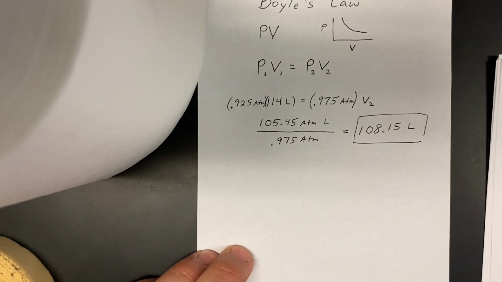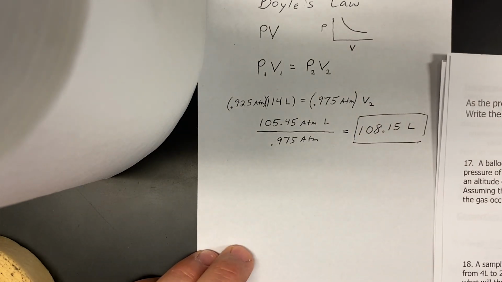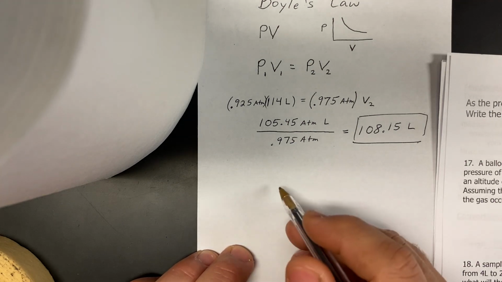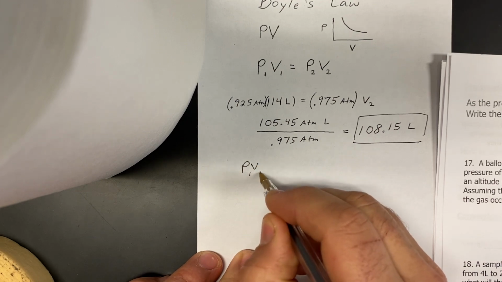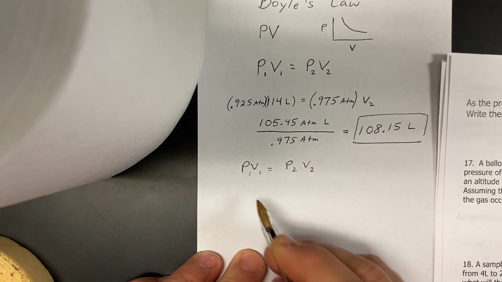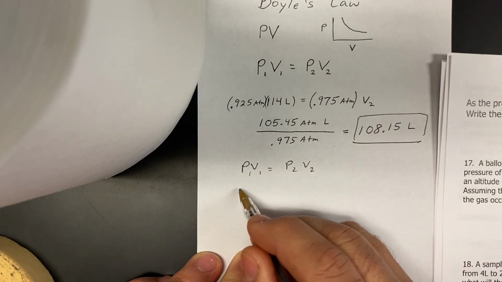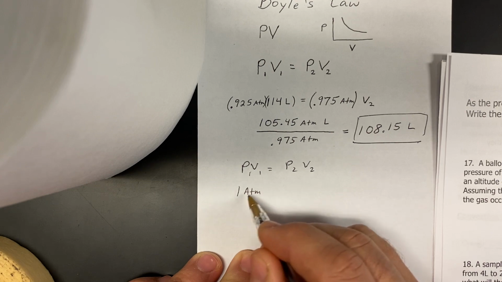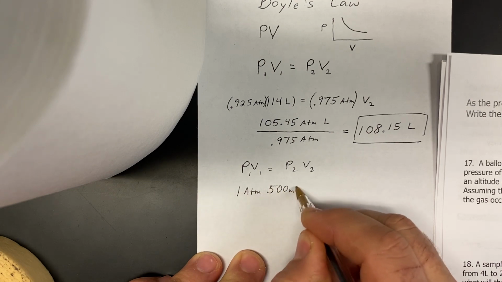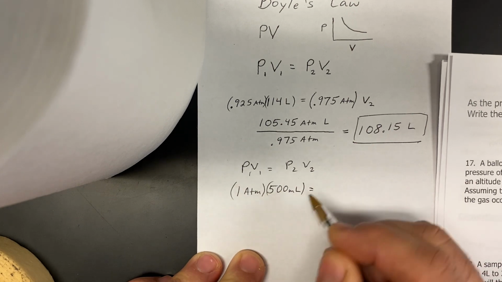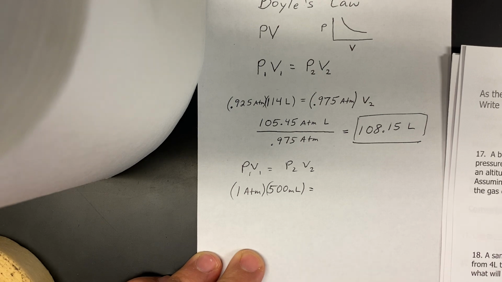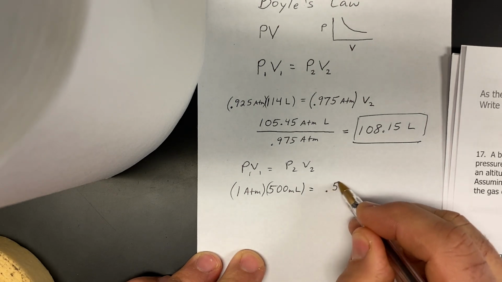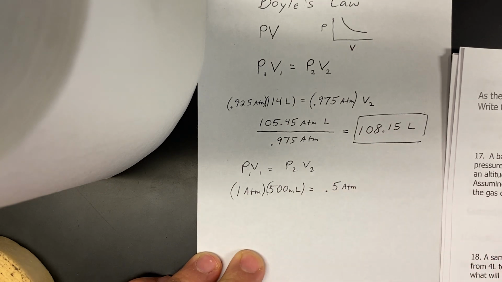All right, so we have a changing altitude, which causes a change in pressure. Let's set this up. Again, you're going to have P1 V1 equals P2 V2. Our original pressure is going to be 1 atmosphere, and our original volume is going to be 500 milliliters. And so we have a change in pressure. The pressure actually drops in half. So our new pressure is now half an atmosphere, 0.5 atmospheres, and they want to know what that new volume would do.